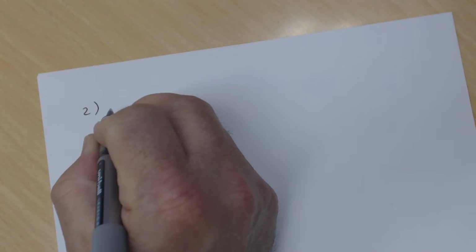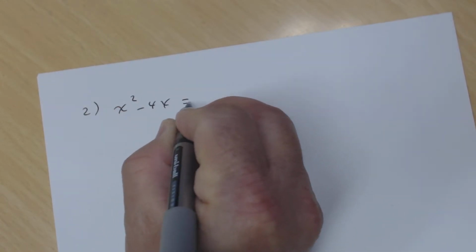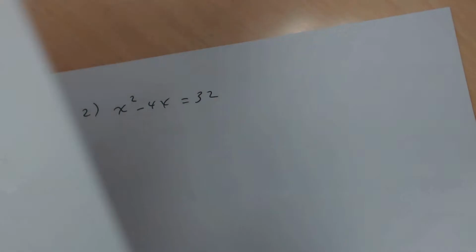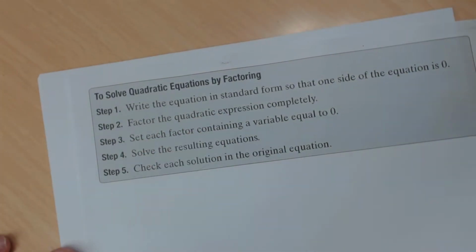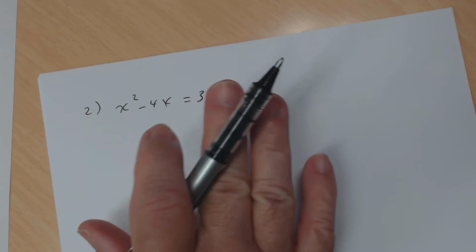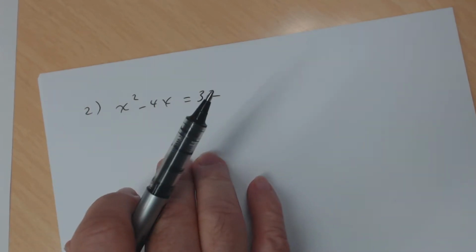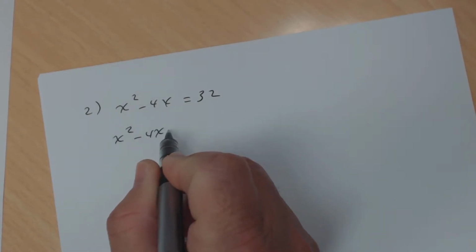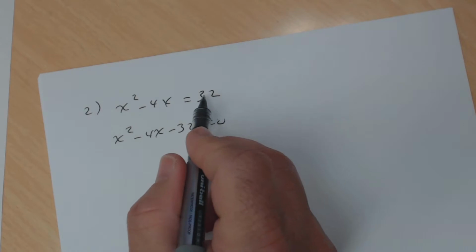All right, let's look at number 2. Suppose we had x squared minus 4x equal 32. Again, step 1 says you must write the equation in standard form so that 0 is on the other side. So this is not in standard form. Standard form means you got to bring all the terms to one side, and let's put it in descending order. So if I bring the 32 over, I'm going to have x squared minus 4x minus 32 equals 0.